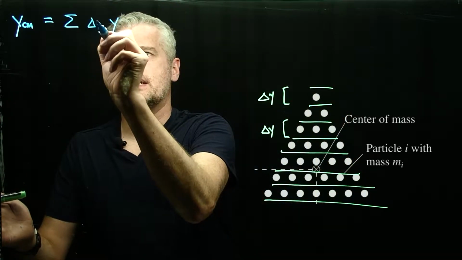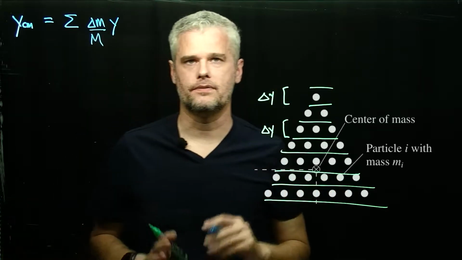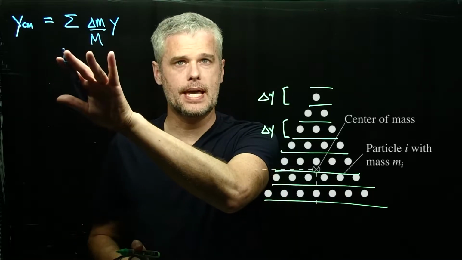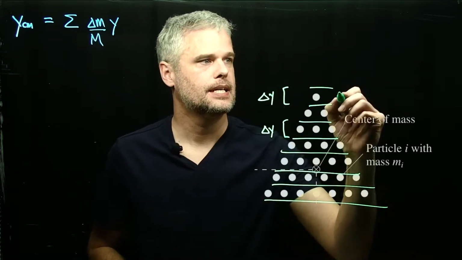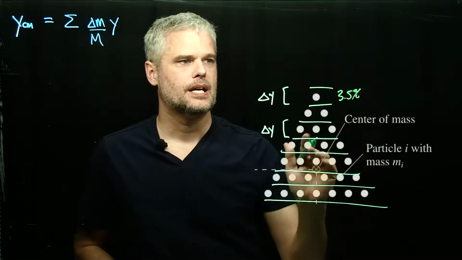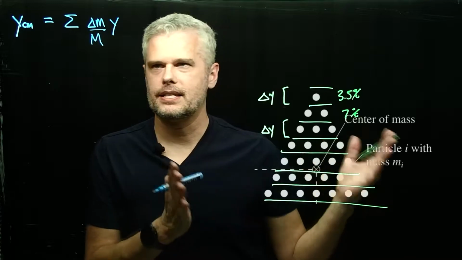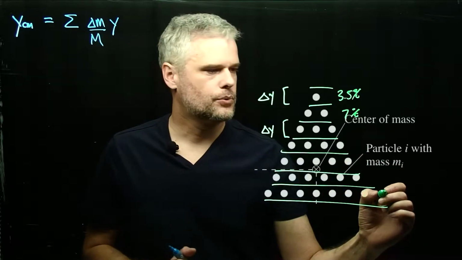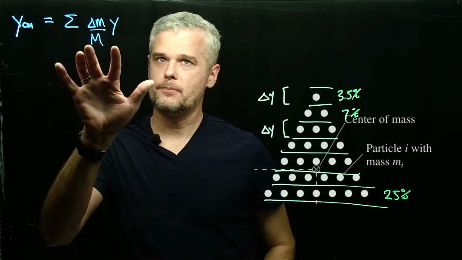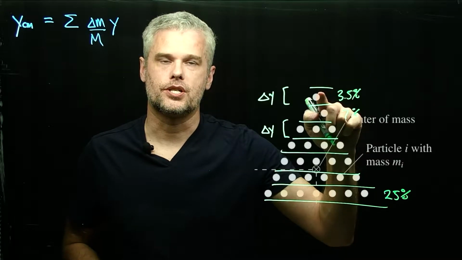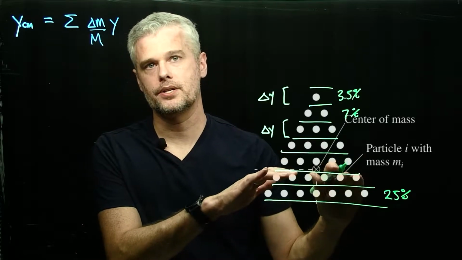How much mass is in each slice? I'll call that delta m. How much mass as a fraction of the total mass? That's the weight. It's a percentage. For instance, this first mass, that's 1 out of 28. That's 3.5%. The next mass is 7%. The final mass, I think it's 8 out of 28. There's 25% of the mass at the end. So this sum would look like 3% of this position plus 7% of this position plus and so on. Some positions count more than others.